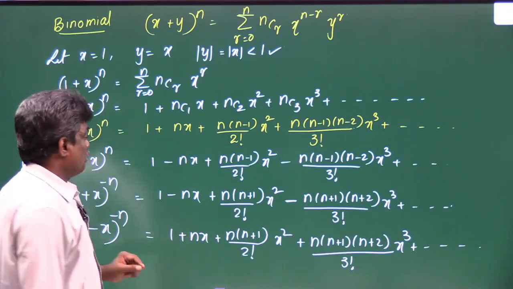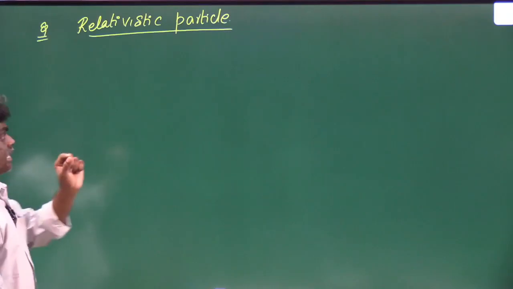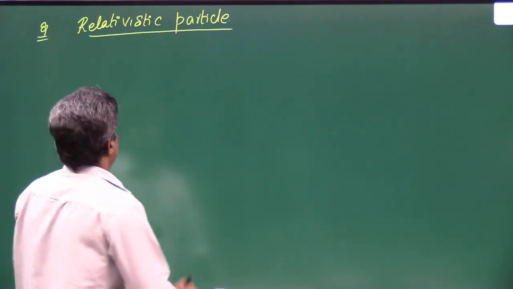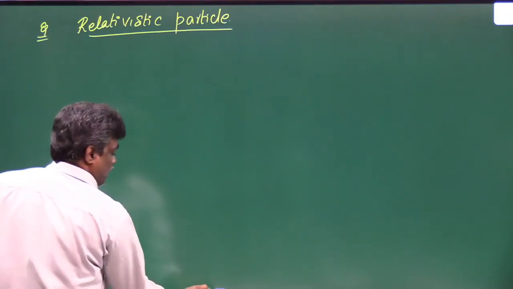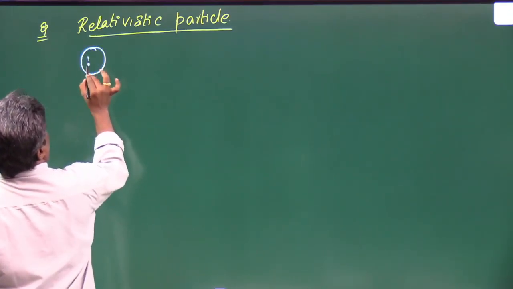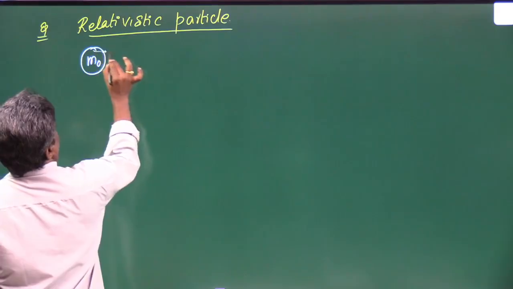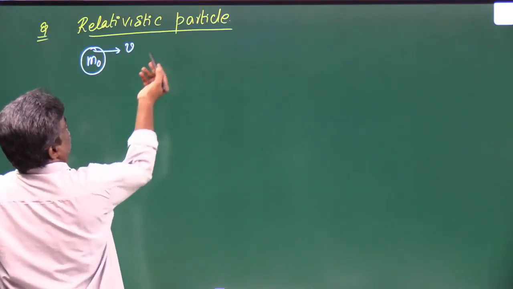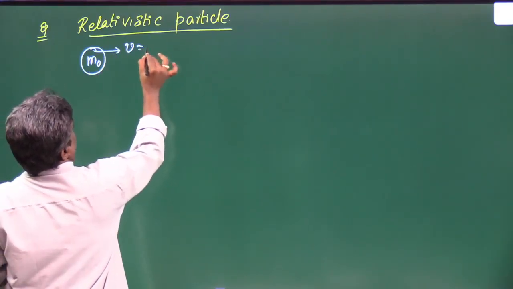Right. Now I hope you understand this. Let us take a small example and we will close this. Here we have a relativistic particle. That means this is the particle whose rest mass is m0 and it is moving with a high, relativistic speed, nearly equal to c.